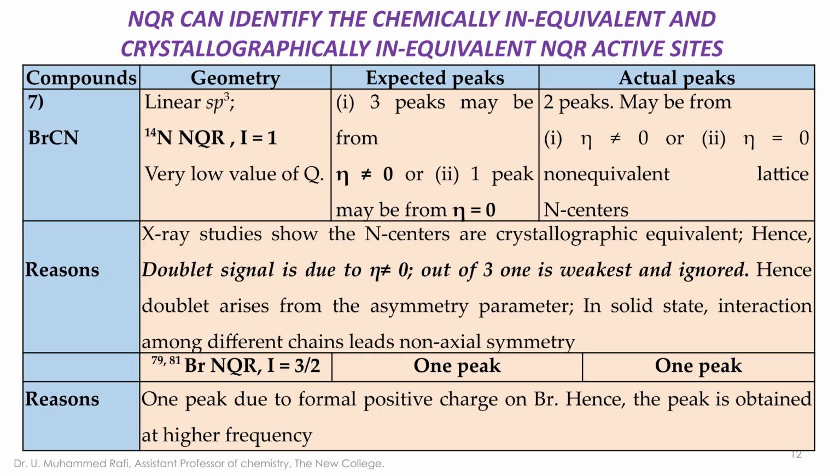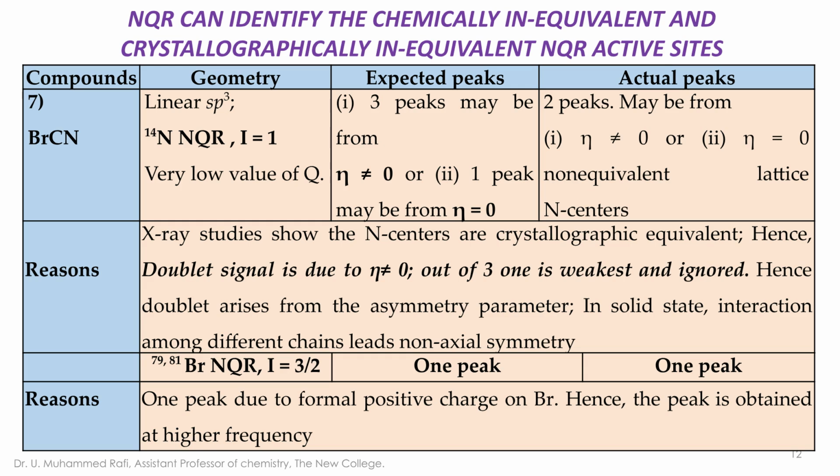For bromine monocyanide, the 14N NQR spectrum shows 2 peaks, a doublet, attributed to a non-zero asymmetry parameter. X-ray studies show the N centers are crystallographically equivalent. Hence, the doublet signal is due to eta not equal to 0. Out of 3, 1 is weakest and ignored. Hence, the doublet arises from the asymmetry parameter. In the solid state, interaction among different chains leads to non-axial symmetry.